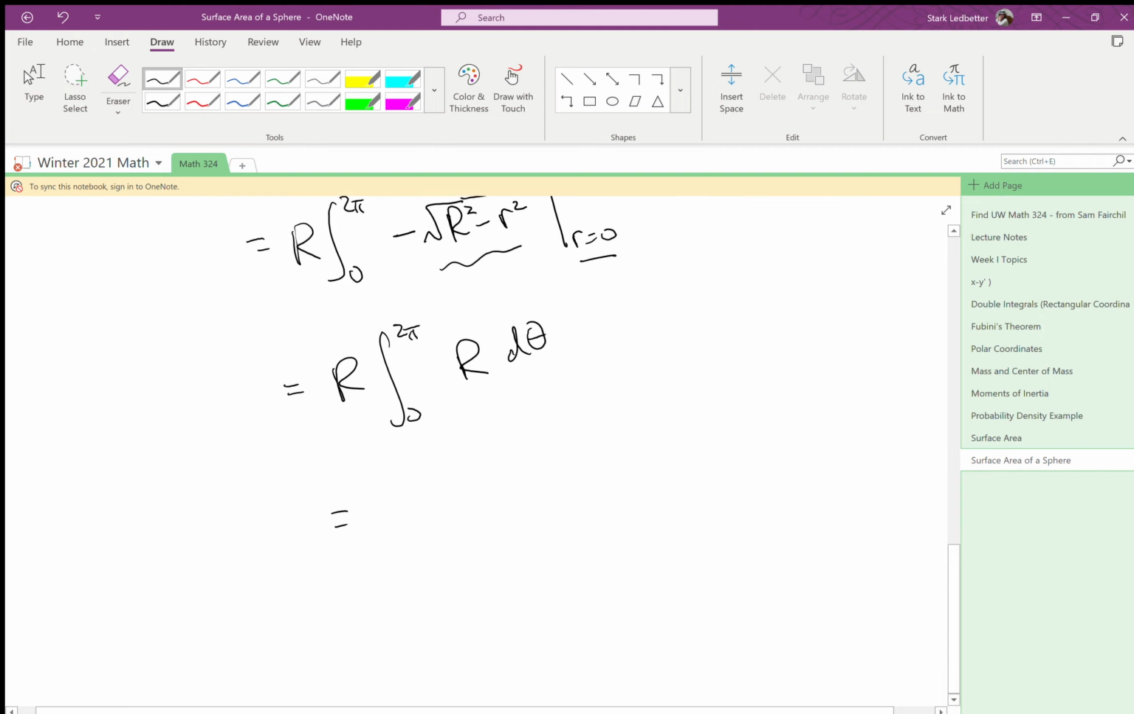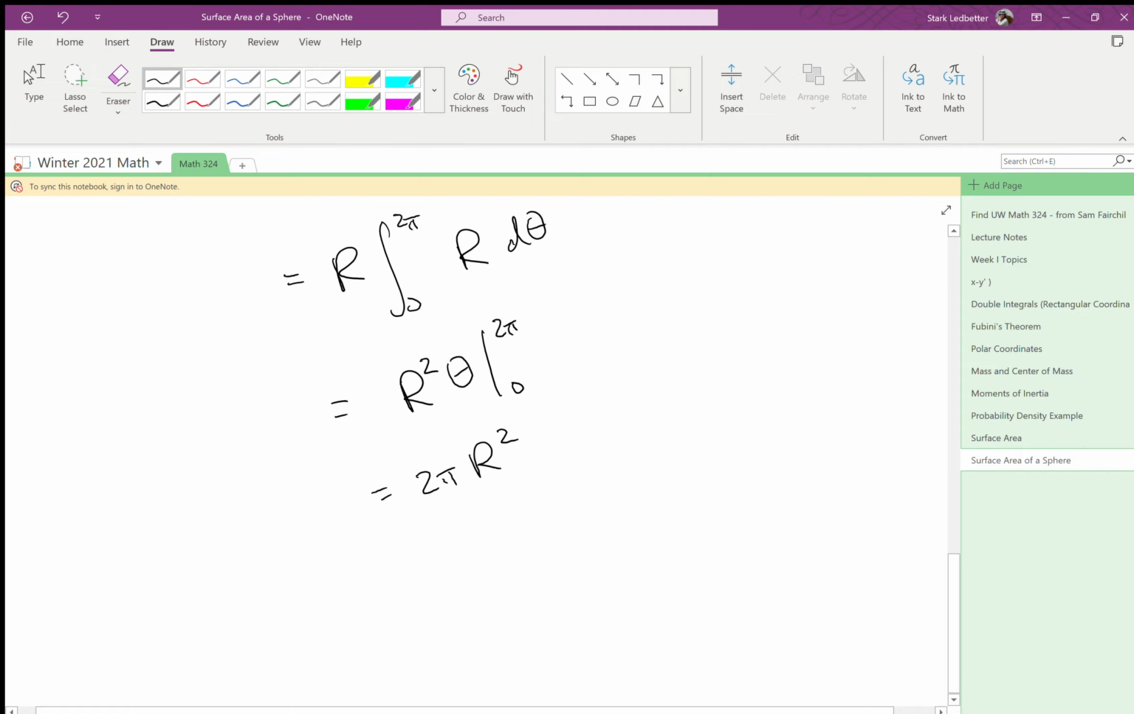Okay, so I can take that out or leave it in, doesn't matter. I have R squared theta. Theta goes from 0 to 2 pi, so I'm left with 2 pi R squared is half the surface area of the sphere, and so surface area of the whole sphere is double. And if you remember from high school geometry, they made you memorize these. You can now prove them all. Surface area of the whole sphere is then 4 pi R squared.